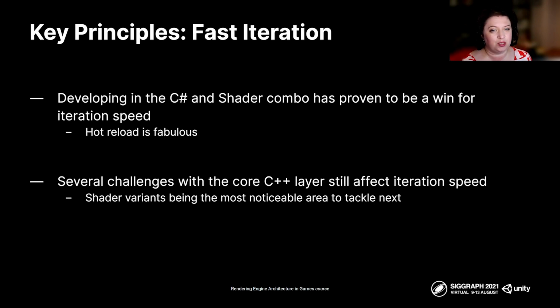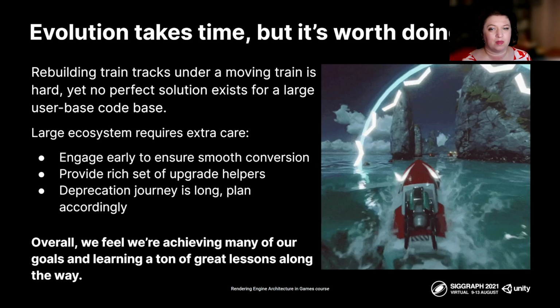Developing in the C# and shader combo has proven to be a win for iteration speed. Additionally, developing in a modular fashion in the SRP land has also been a bonus. Yet to get truly great iteration speed, we need to tackle the problem of shader variants, which continue to grow with every option added to each pipeline. That's an area we're going to dig deeper into architecturally next.